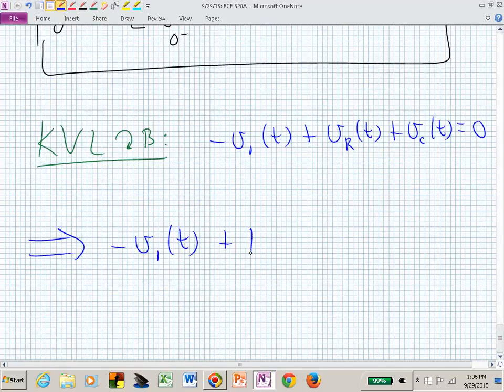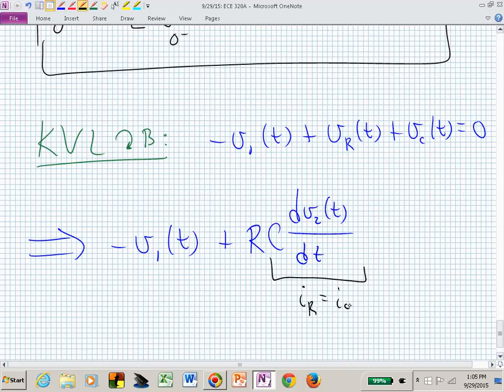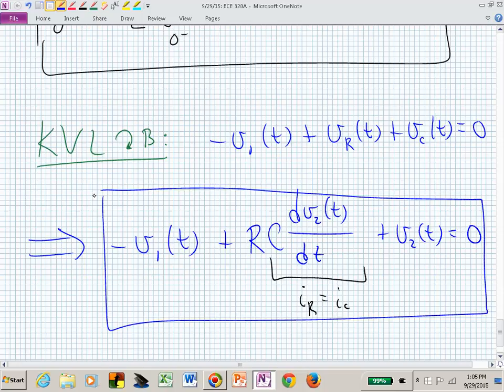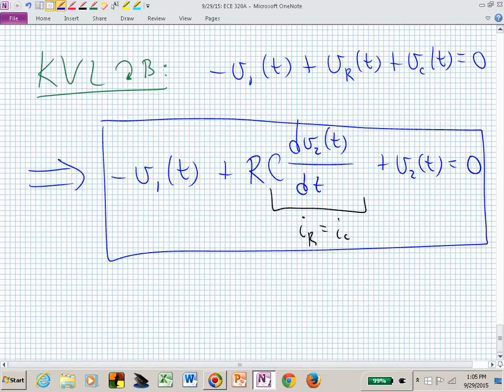We now have plus R times C dV sub 2 dt, this being simply I sub r, which is I sub c, plus V sub 2 of t is equal to 0. And that's a first order differential equation that relates V1 and V2, and you should be able to use those equations to essentially find the answers that you're wanting in that particular problem.